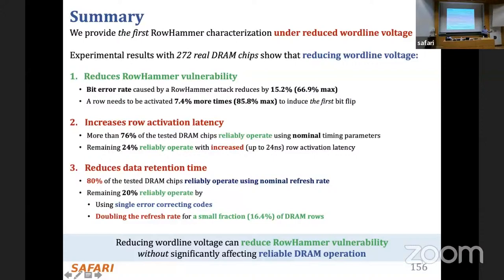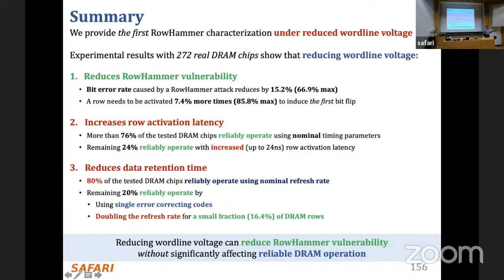It increases row activation latency, because you now have lower voltage and the time it takes for your row to be activated is slower. And it also reduces the data retention time. So the paper shows that these could be mitigated with simple mechanisms relatively easily. So in the end, you can actually reduce the RowHammer vulnerability a little bit, let's say, for a good fraction of the DRAM chips, not all of them.